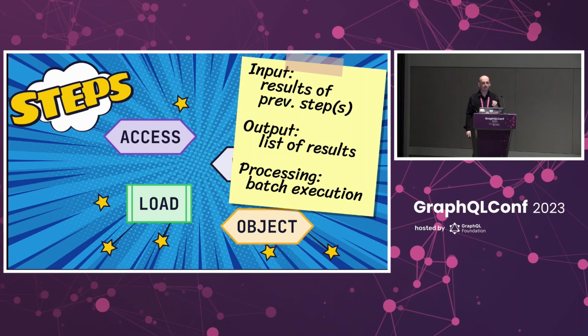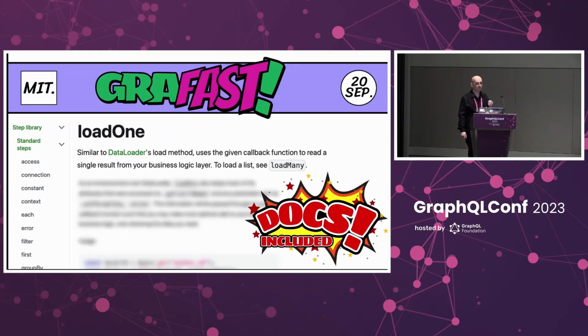But at planning time, steps can interact with each other, determining exactly what needs to be done and transforming the plan such that the execution will be as efficient as possible. Out of the box, GraphFast comes with a number of optimized steps that you can use to build your plan resolvers, like the ones that we saw earlier. For now, let's focus on this load one step.